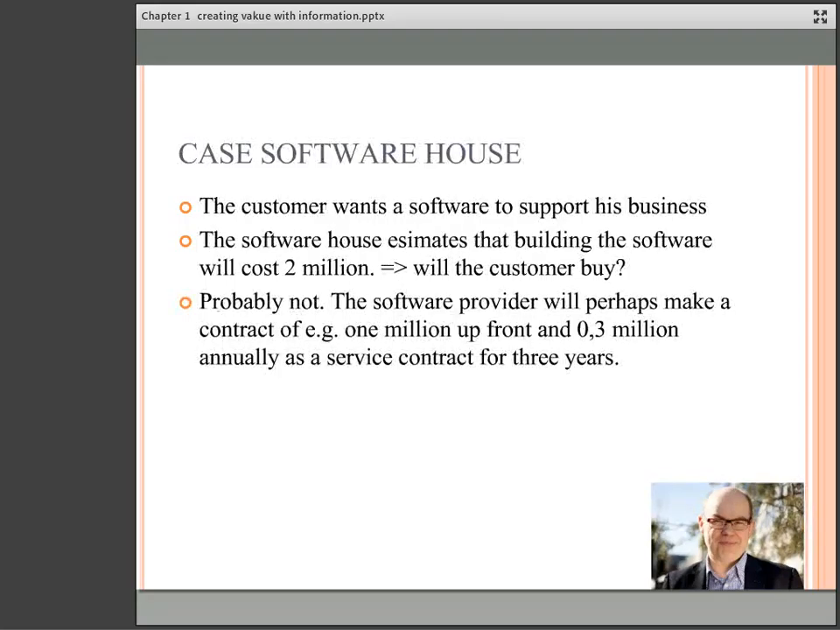Another example is how do you sell software? Imagine you are a business and you want software to support your business, and you have a good friend who has a software company. He estimates, sorry for the spelling mistake, that building the software will cost 2 million. You trust your friend, but will you buy the software from him for 2 million?